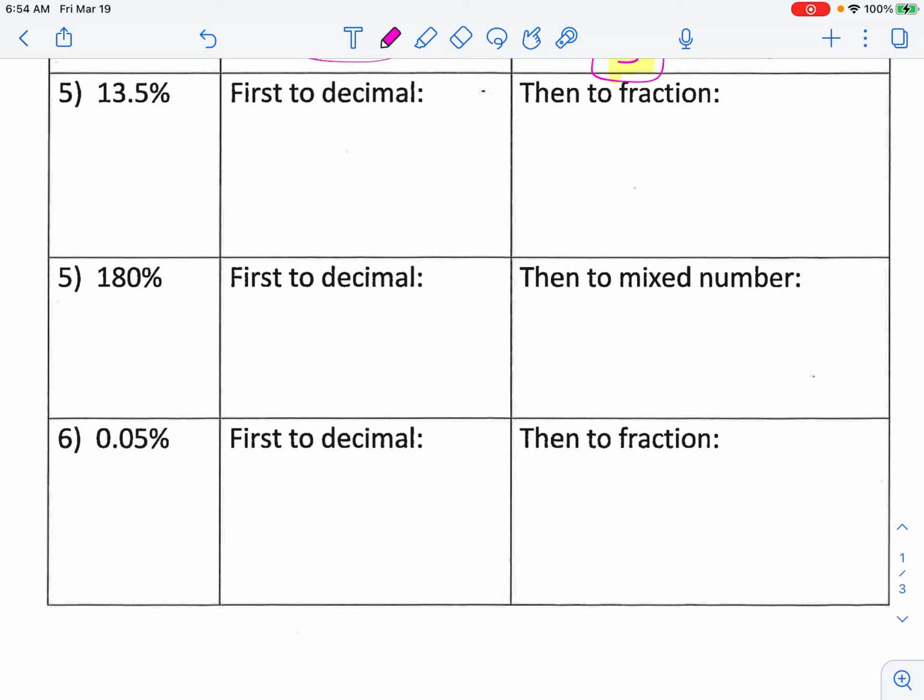13.5%. So this one is a little bit different. If you have a decimal in your percent, the first thing you're going to do is move that decimal 2 places to the left. Now my decimal is sitting in front of the 1. So my decimal is going to be 0.135. Now, if we think about place value, this is the tenths, this is the hundredths, this is the thousandths. So this is 135 thousandths. So I'm going to put 135 over 1,000.